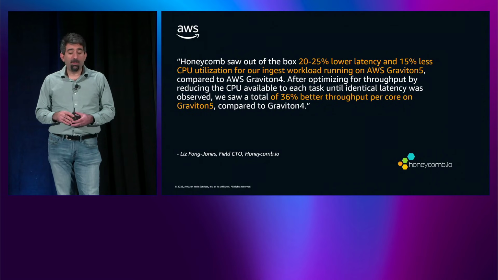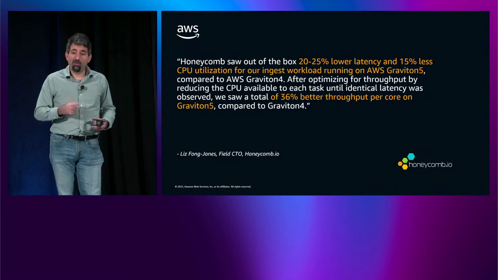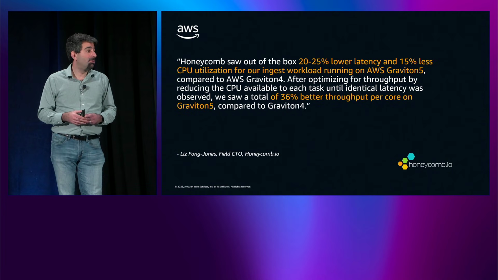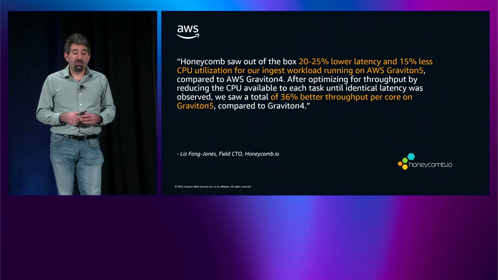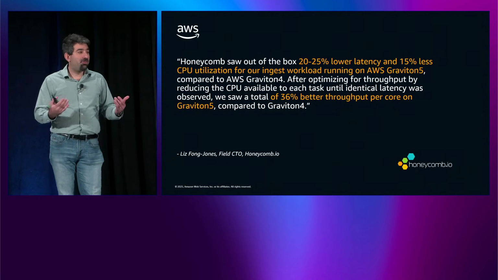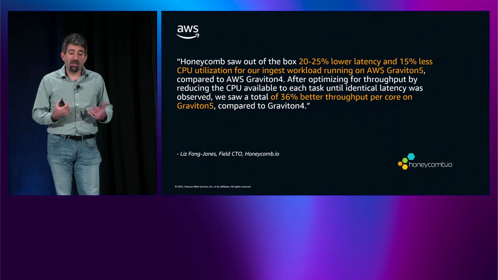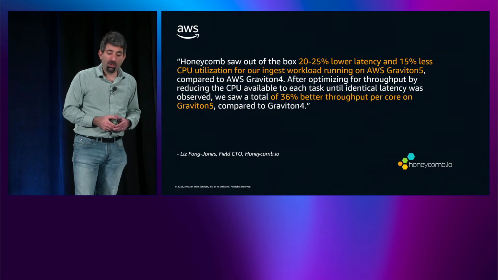Similarly, Honeycomb provides an end-to-end observability platform. And they've also been using Graviton since the M6G was launched in 2020. Out of the box, they see a 20 to 25% improvement in latency. When they tried reducing the amount of compute they needed to keep the latency the same, they saw a 36% better throughput per core.